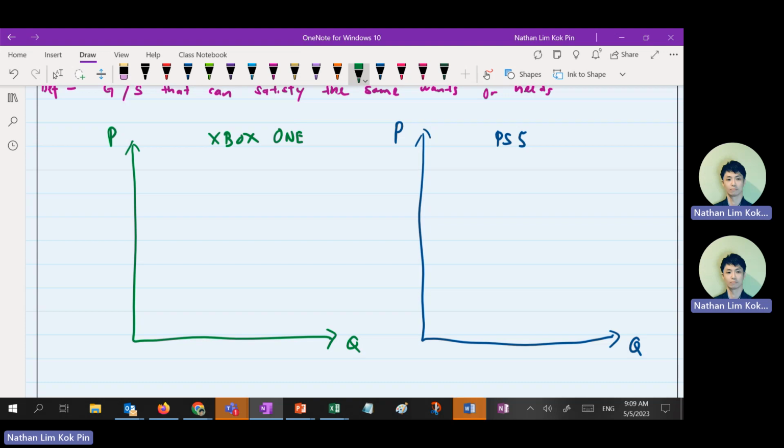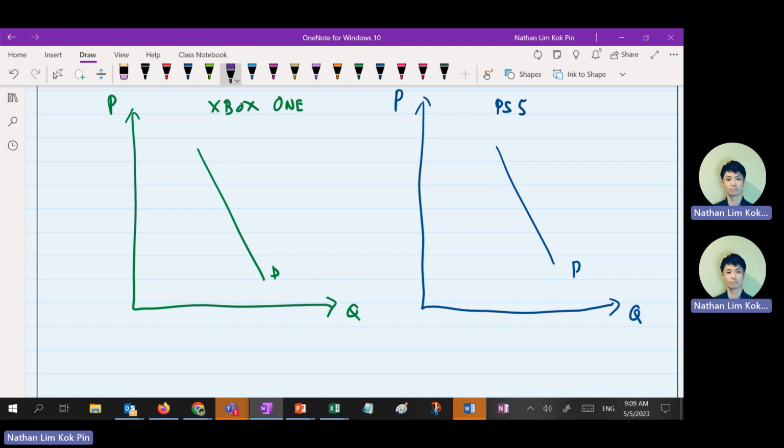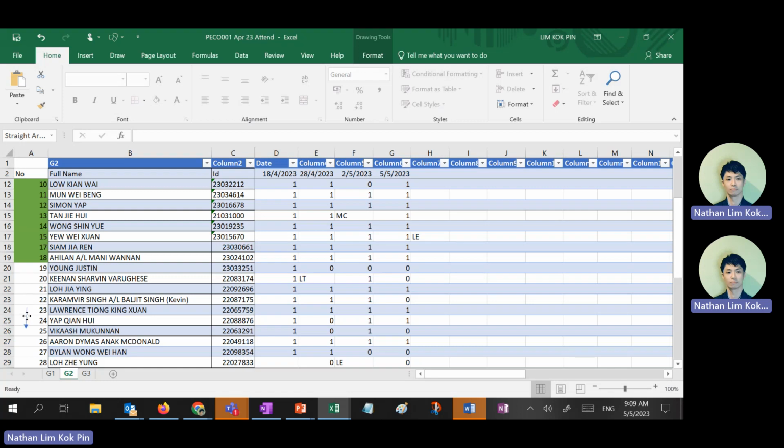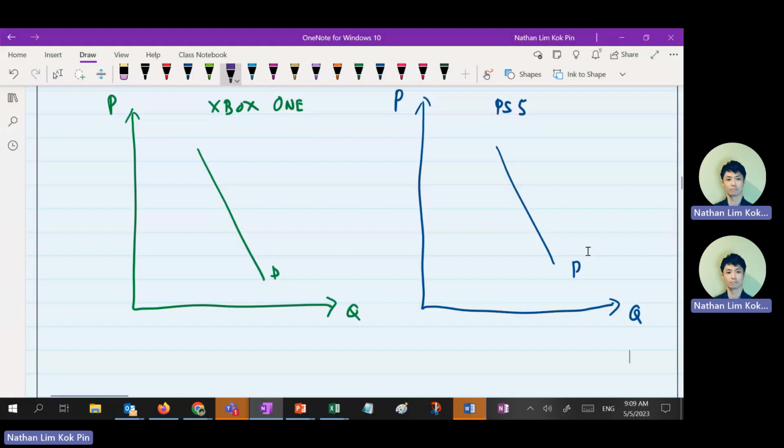Okay. Both of them will have a demand curve, right? Yes or no? Ladies and gentlemen, yes or no? Listen to my question. I will ask you one by one. If the price of Xbox One increases, what will happen to the Xbox One demand curve? Shift to the right. Wait, let me call someone. Kevin is not here. Lawrence, you answer. I want the whole sentence.